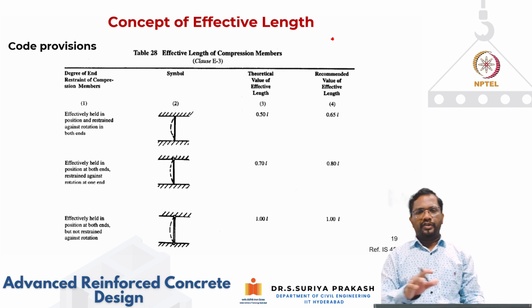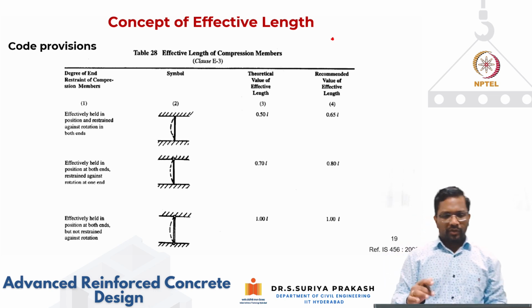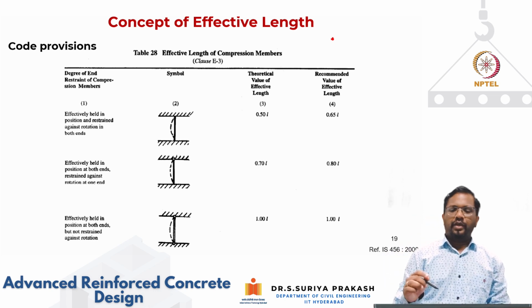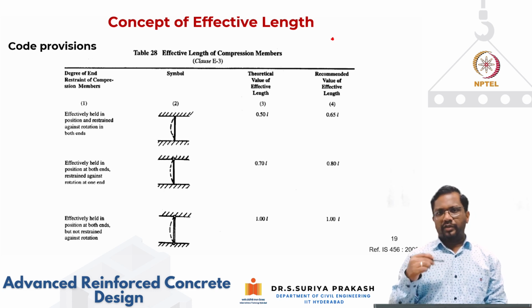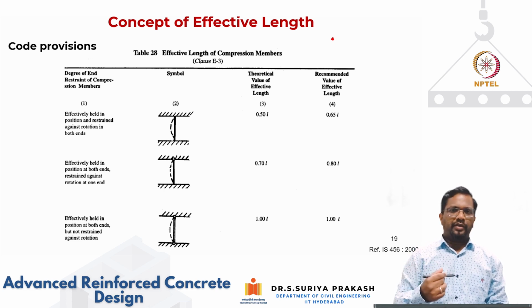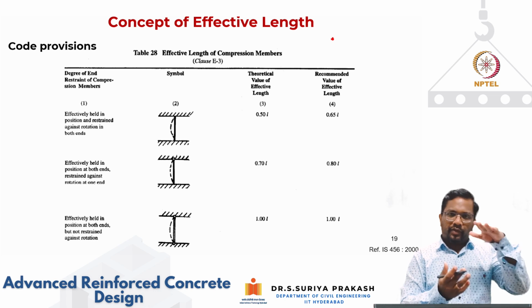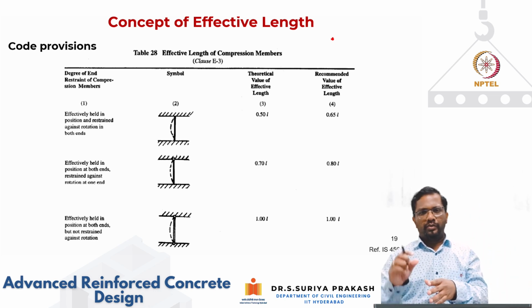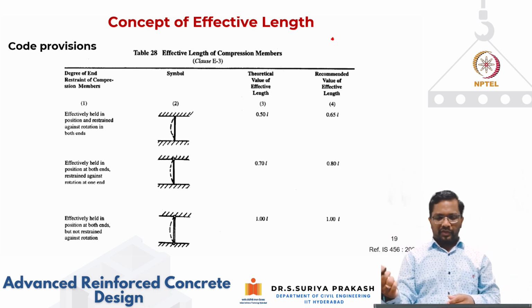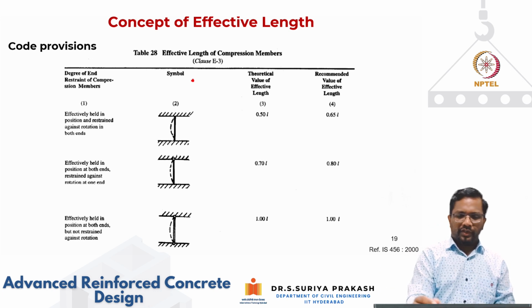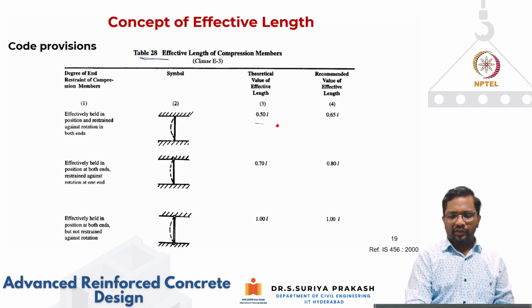Now, these are all theoretical considerations. Now, how is the code saying, okay, the code wants to again conservatively estimate the demand that is coming. So theoretically, if you are getting one effective length, what would the code do? Code would slightly amplify it and give you the values. Okay, that is what is happening. You see here, if you look at your table 28, the code specifies theoretical value is 0.5. So the code is saying don't take 0.5, slightly amplify it, and you take 0.65.